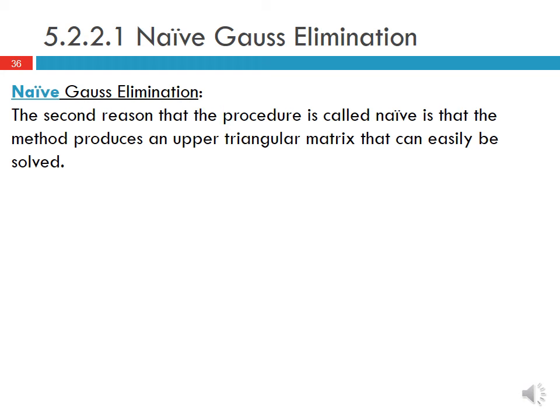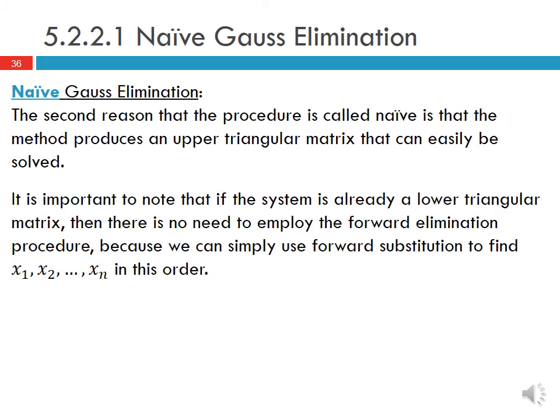So the second reason that the procedure is called naive is that the method produces an upper triangular matrix that can easily be solved. But it's important to note that if the system is already a lower triangular matrix, then there's no need to employ the forward elimination procedure because we can simply use forward substitution to find our x1, x2 up to xn in that order.